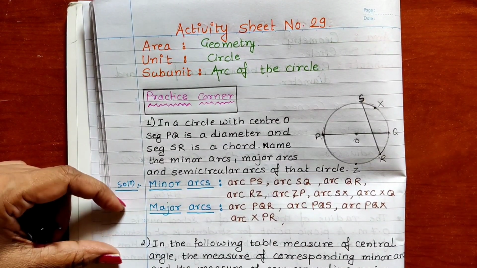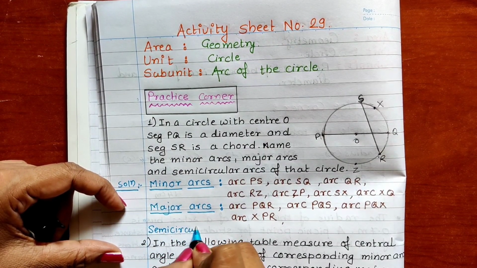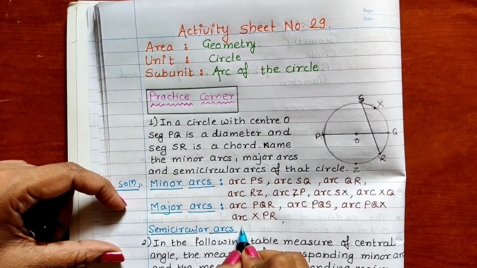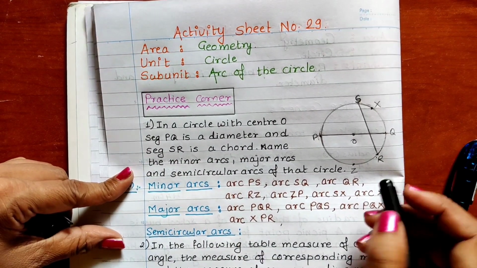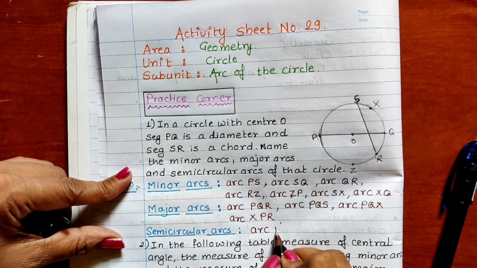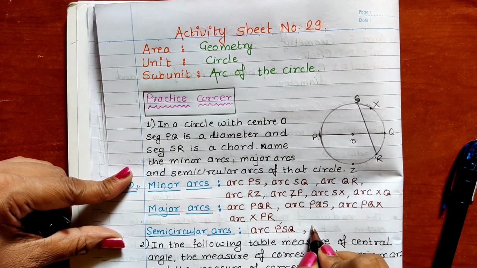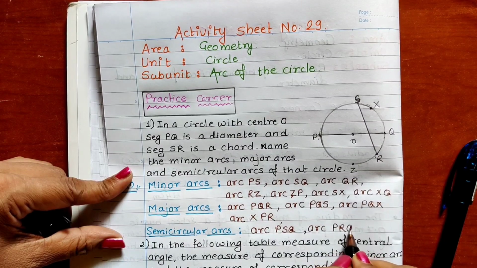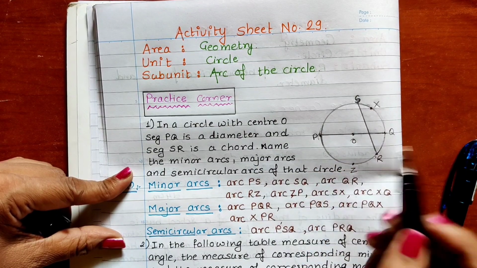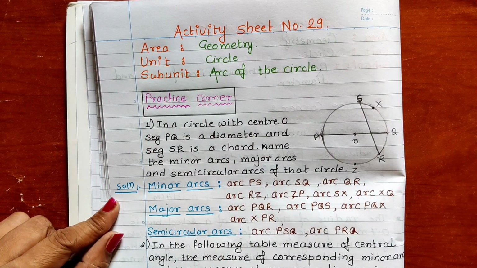Now we have to write semicircular arcs. There are 2 semicircular arcs, the upper semicircle and the lower semicircle. So let us write semicircular arcs. Okay, so what is the upper semicircle? Can you see here? PSQ is the upper semicircle, that means arc PSQ, and the lower semicircle is arc PRQ. We all know that due to the diameter the circle is divided into two equal parts and they are semicircles. So in this way you can write the names of minor arcs, major arcs and semicircular arcs.